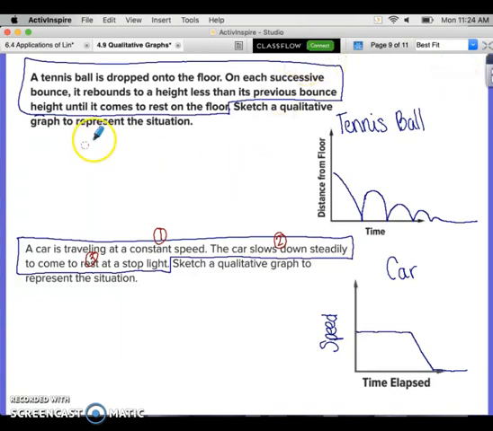So it says the tennis ball is dropped on the floor. On each successive bounce, it rebounds to a height less than its previous bounced height until it comes to rest on the floor. Sketch a qualitative graph to represent the situation. So first you have to look. Well, I have distance from the floor and then time.